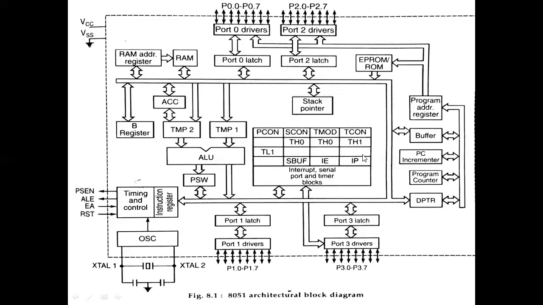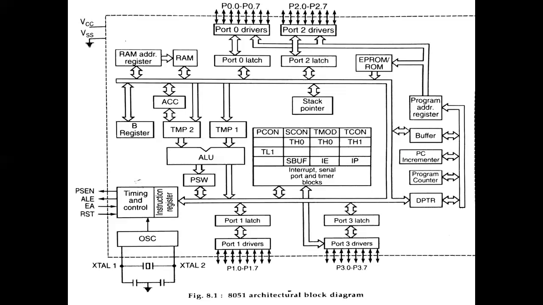Next one is IP. IP means interrupt priority register. It is used to control the interrupt system. For that purpose we use the IP register, the interrupt priority register.